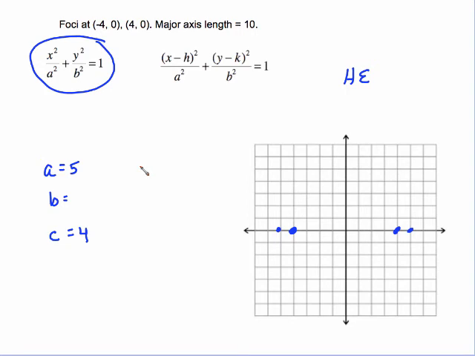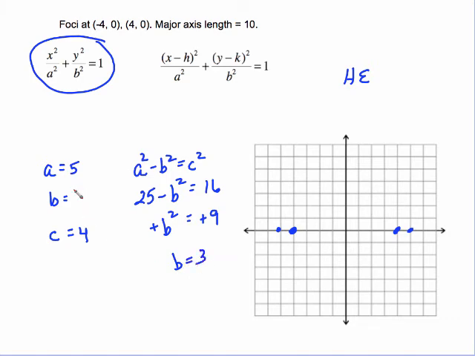So we are looking at a squared minus b squared equals c squared. So it's 5 squared, which is 25, minus b squared equals c squared, so that's 16. Subtract 25 from both sides gives me negative b squared equals -9, which means positive b squared equals +9. Take the square root, and b is 3. So I have all the information I need. I'm going into this. So this is x squared over a squared, which is 25, plus y squared over b squared, it's going to give me 9, equals 1.